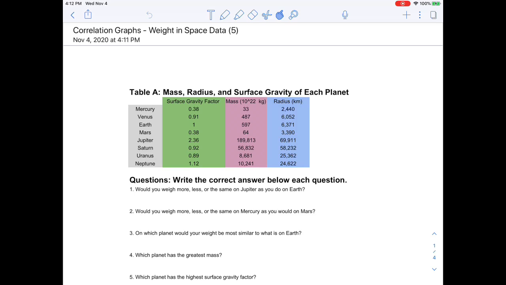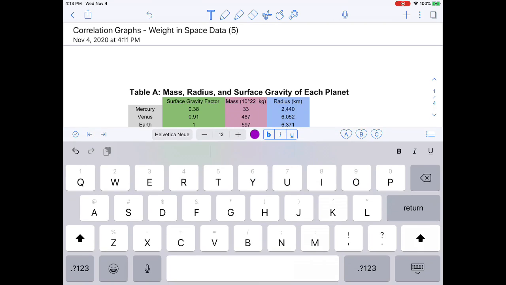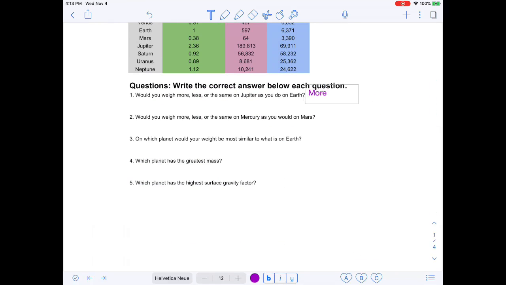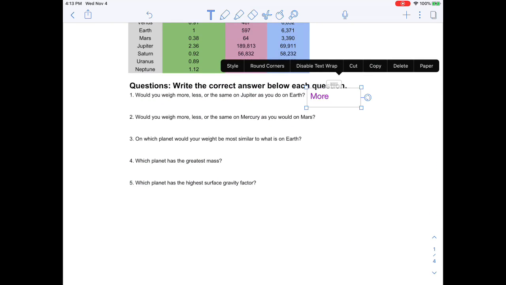The first question says, would you weigh more, less, or the same on Jupiter as you do on Earth? Well, Earth has a surface gravity factor of 1. Anything more than 1 means you're going to have more gravity on that planet, so you would weigh more, since weight is just mass times the surface gravity factor. Anything less than 1 means you would weigh less than what you do on Earth. If I look, Earth is 1, Jupiter is 2.6. So I would weigh more on Jupiter than I do on Earth. I am just going to write more right here, and that is the answer to the first question.